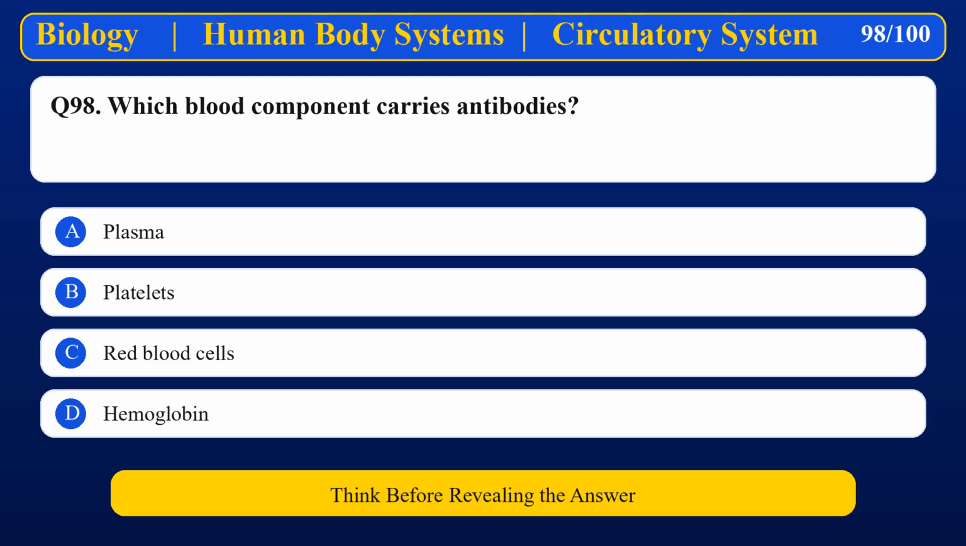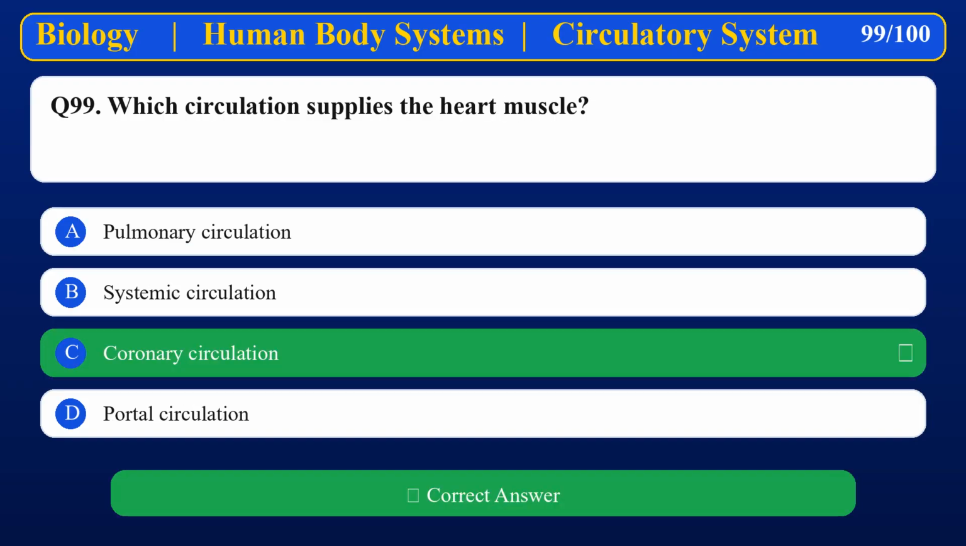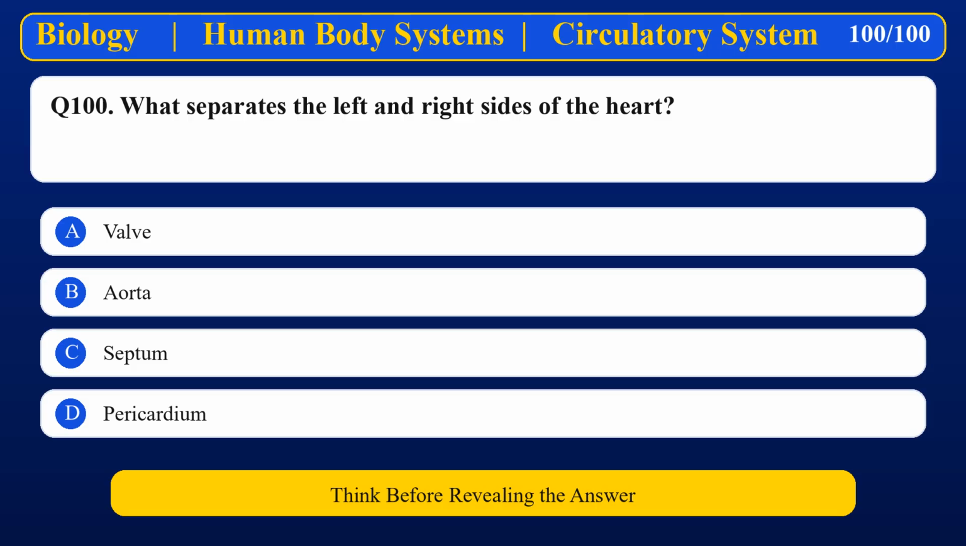Which blood component carries antibodies? Plasma. Which circulation supplies the heart muscle? Coronary circulation. What separates the left and right sides of the heart? Septum.